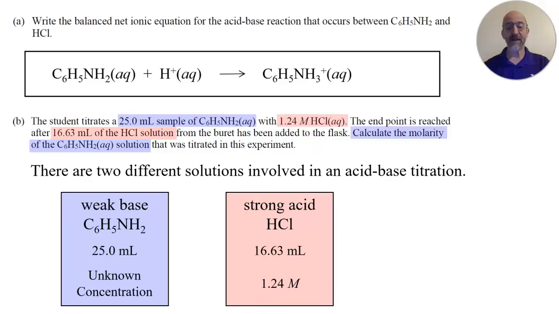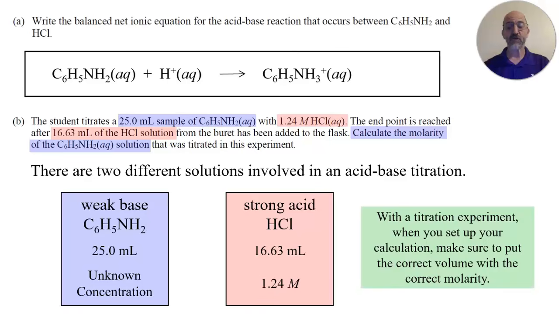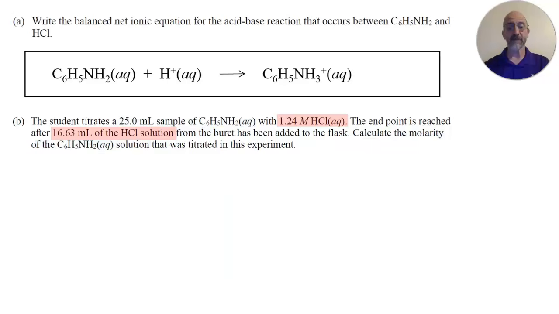So here is my message to you. In the rush of trying to hurry up and solve this problem on the actual day of the AP chemistry exam, you're given a titration experiment and you pick the wrong volume or the wrong concentration. So with the titration experiment, when you set up your calculation, make sure to put the correct volume with the correct molarity. So now I'm going to do this correctly.